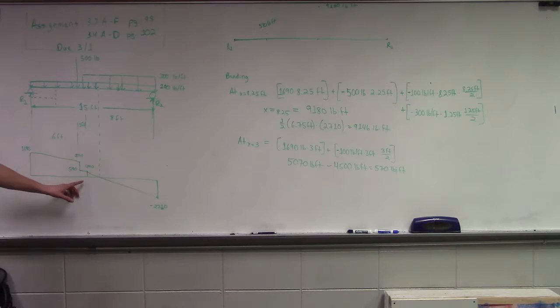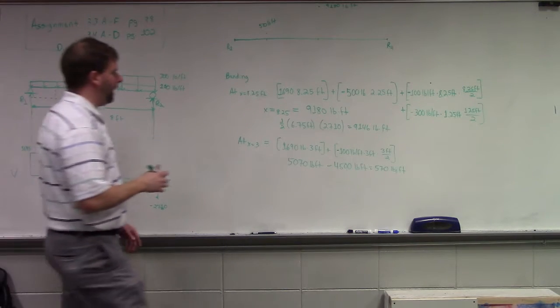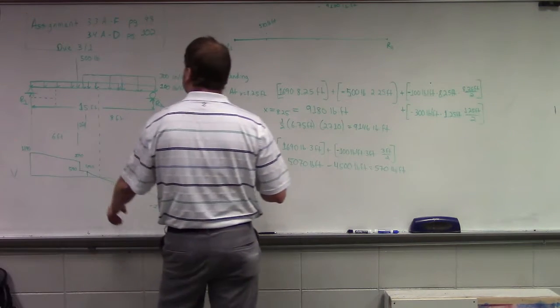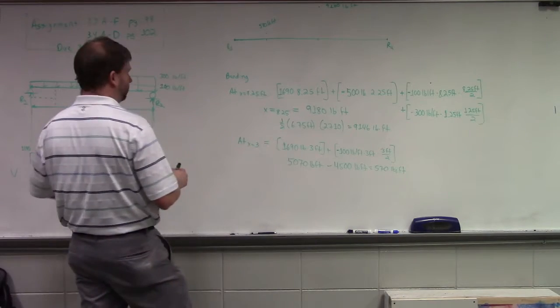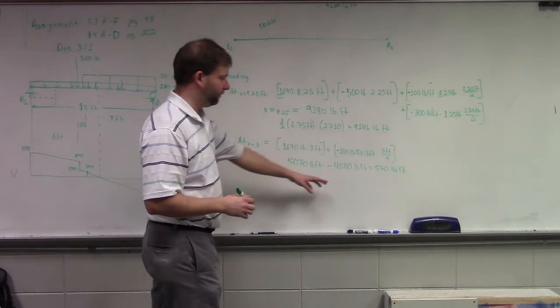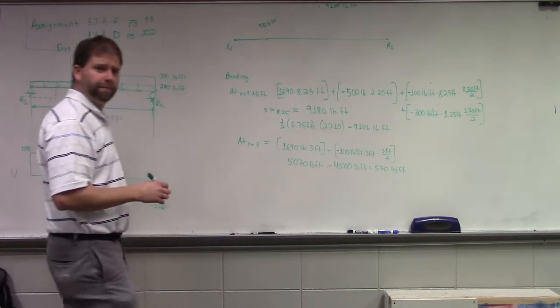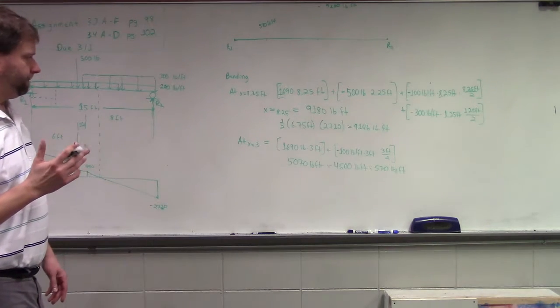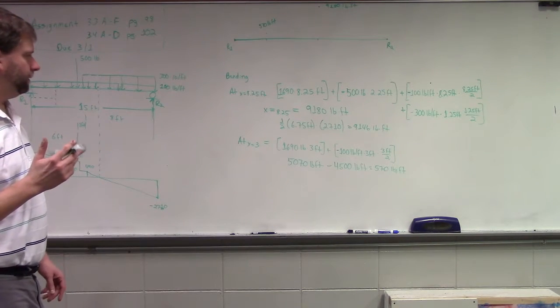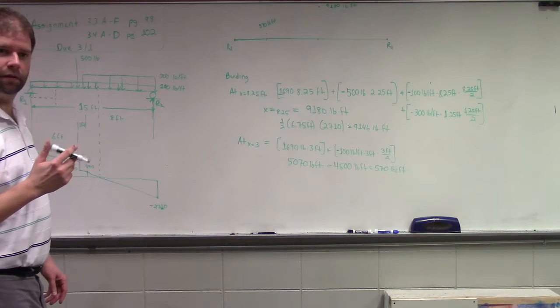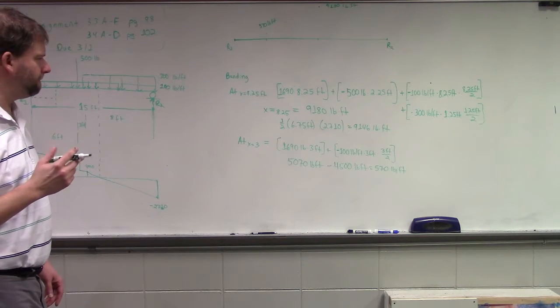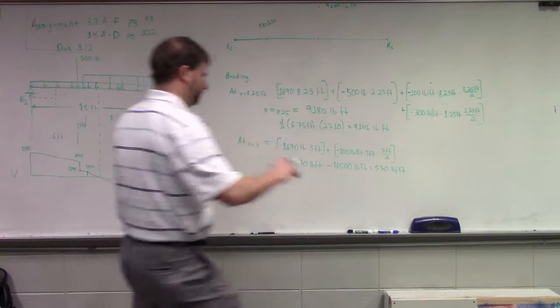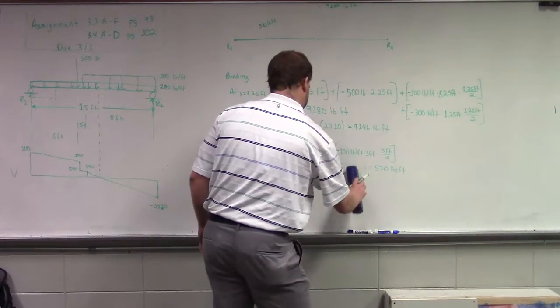Maybe look at x equals 7.5 feet? Let's see what's going on. Wait, what did you get? No, sorry, x equals 7 feet. What's that? 570? What did you get? 4620. That's what I got.